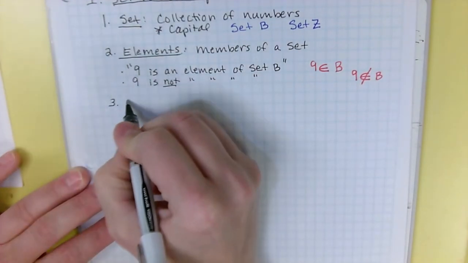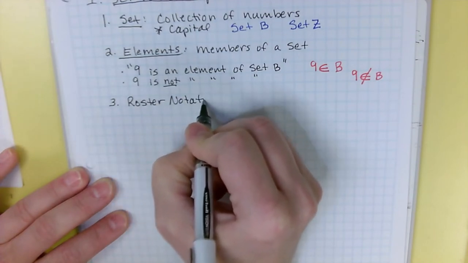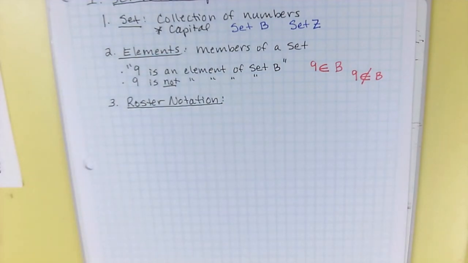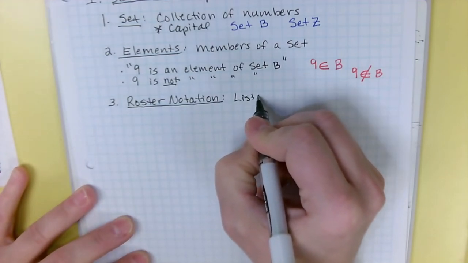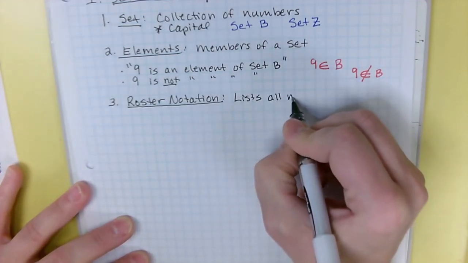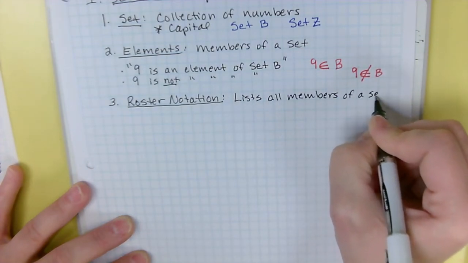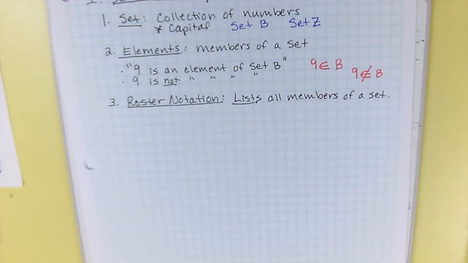Okay, number 3, roster notation. Roster notation is a way to show a set. And just like a team roster shows all the names of the team members, roster notation lists all members of a set. So it really is a roster of set members or elements.